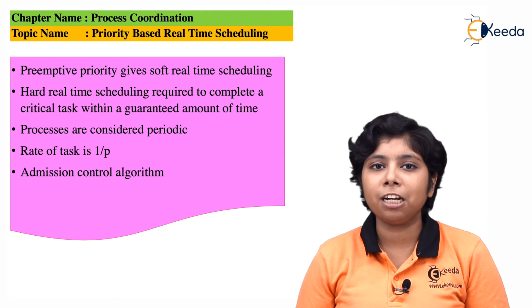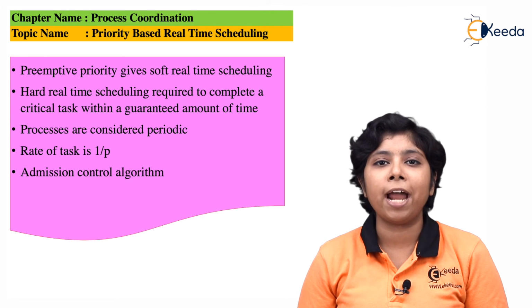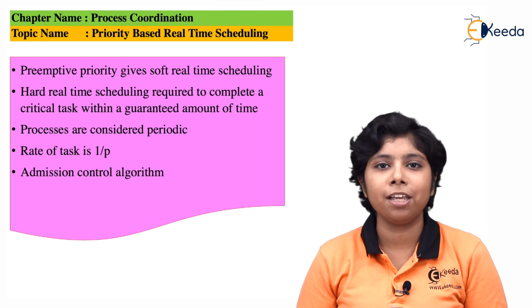In this way, a priority-based algorithm with preemption, along with admission control and the periodic scheme, can make real-time CPU scheduling smoother and more reliable.